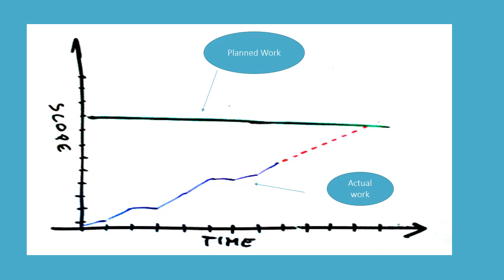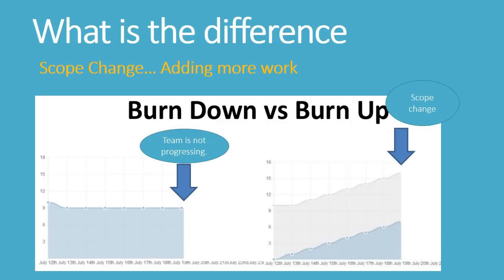The blue line talks about the amount of actual work the team is burning up on a daily basis. So this chart represents a clear relationship between the actual amount of work which the team is doing and the planned scope which was initially set up for the team.